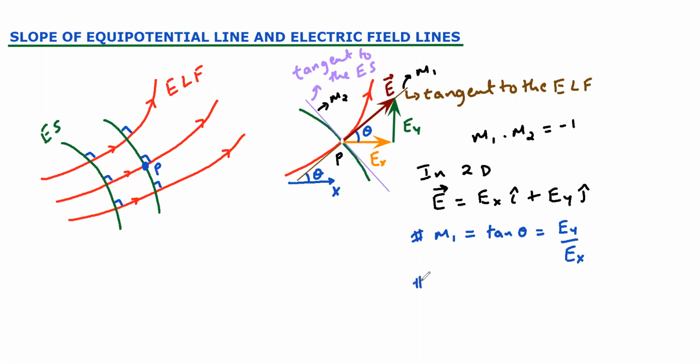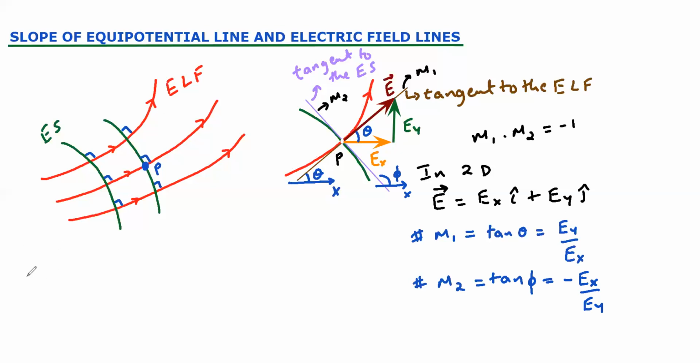And what about m2? If this is the x axis, let's call this angle phi. So it is going to be tan phi, and it is going to be the negative of 1 by m1. So it's going to be minus Ex by Ey. Now, how do you use this information to find the curve of the equipotential surface and the electric field line?